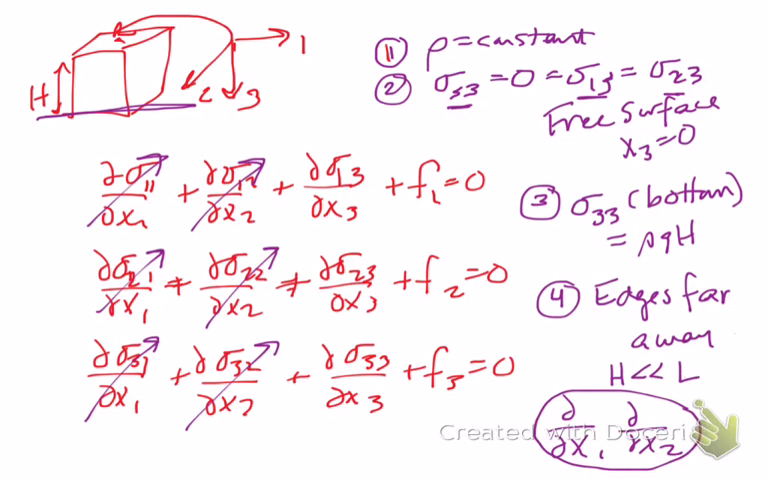The next assumption I think that we could make. What do you think? The body forces in the F1 and F2 directions are zero. Good. That's a very good one. So assumption 5 is F1 equals F2 is zero. Why? Is that gravity? Yes, in the vertical direction. Okay. Gotcha. Just testing you.